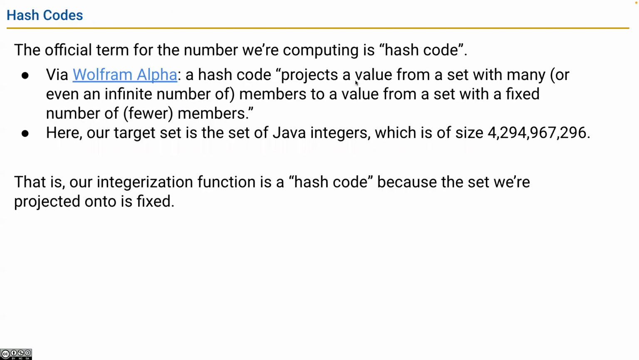And so if we go to Wolfram Alpha, there's a thing called a hash code. What is it? Well, it is a function that takes a value from a set that could be infinitely large, for example, all strings, and then it maps it onto a set with a fixed number of members. In our case, that fixed number is 4.294 billion, so it's a hash code. So the integerization function we wrote earlier, because of this overflow issue, is actually a hash code because the set we're projecting onto is fixed.